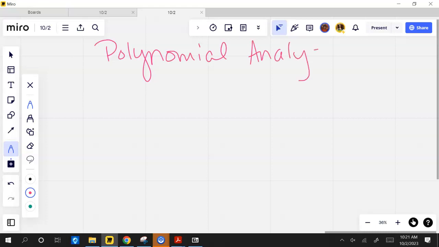When we finish with polynomial analysis over the course of this unit, you will have probably anywhere from 8 to 12 steps in the analysis. Today we're going to talk about like 3 of them.